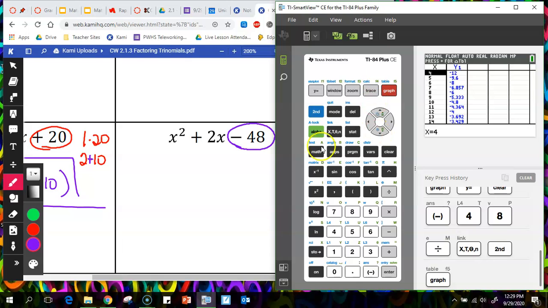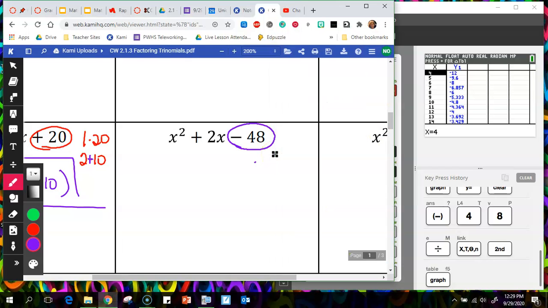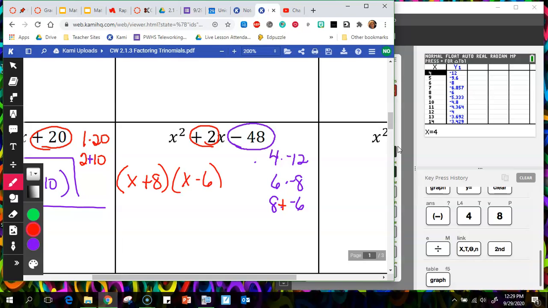So I have 4 times negative 12. That won't work. 6 times negative 8. Okay, that doesn't equal positive 2. 8 times negative 6. That does equal positive 2. When I add those two together, that equals positive 2. So it's x plus 8, x minus 6.